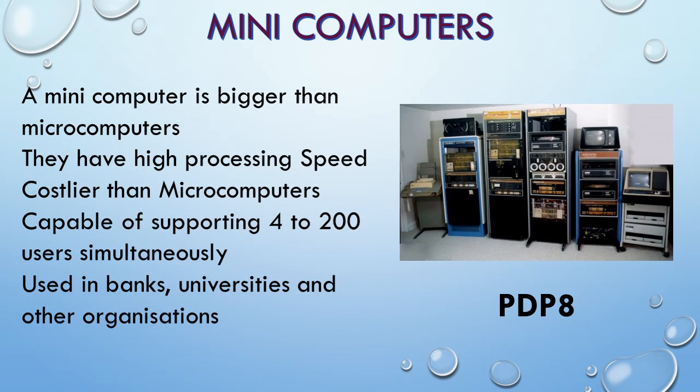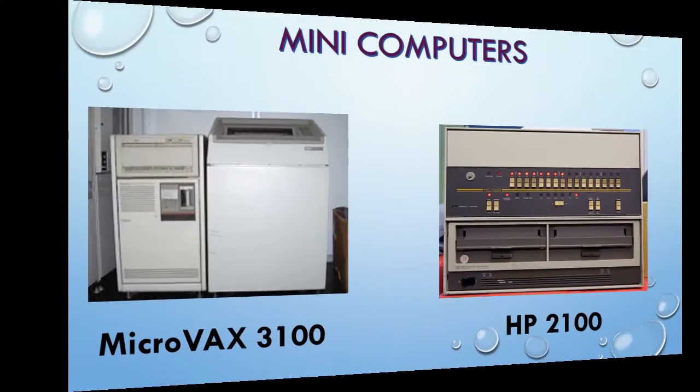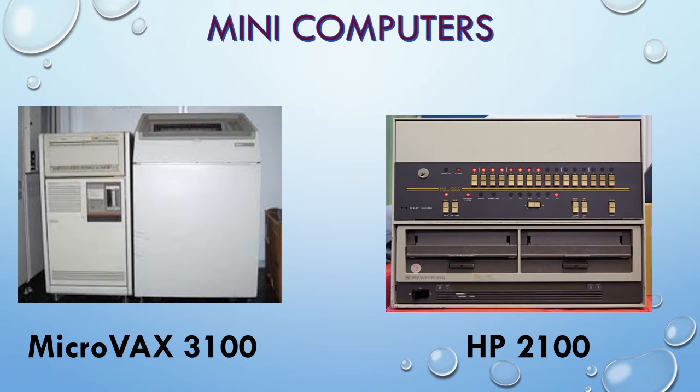The mini computers are bigger than microcomputers. Their processing speed is very high and they are costlier. There can be 4 to 200 users working at the same time. They are used in banks, universities, etc. Examples of mini computers are PDP-8. Some more examples of mini computers are MicroVAX 3100, HP 2100.